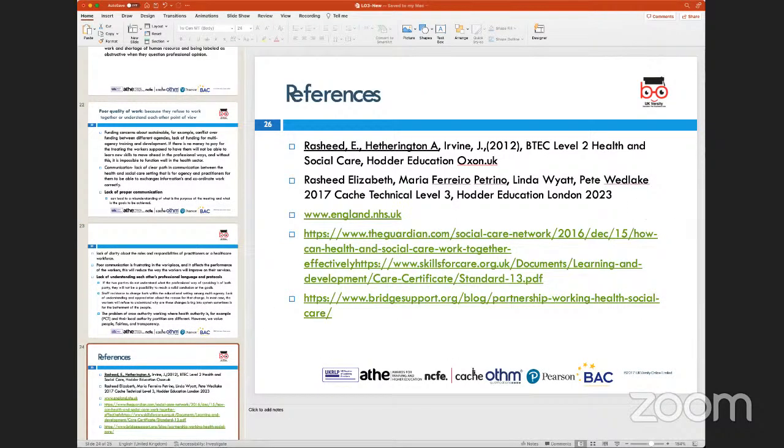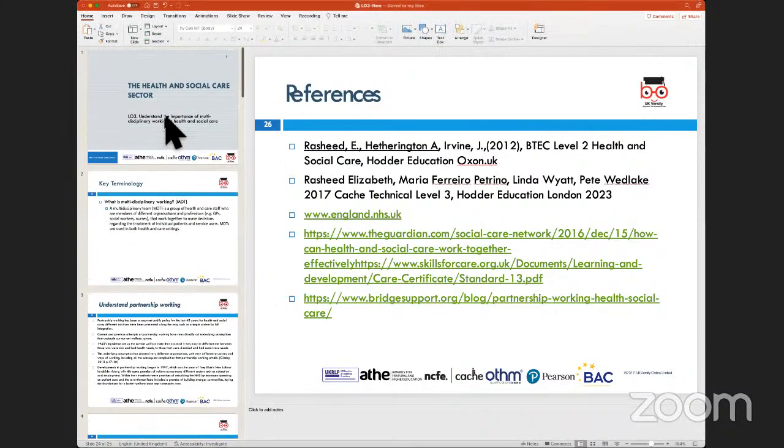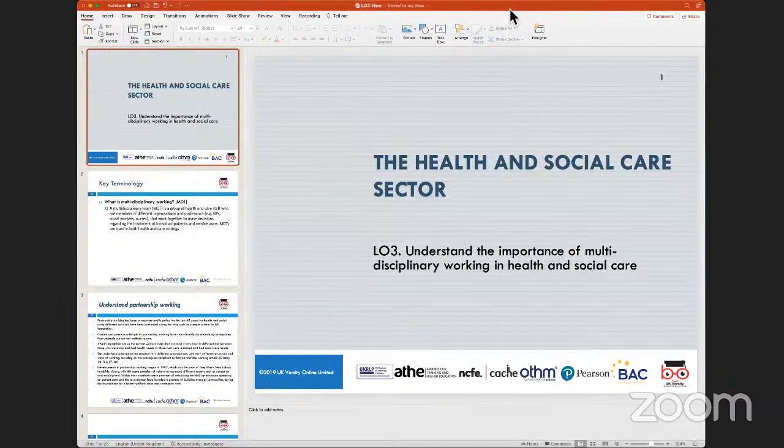Any questions at this stage from anyone? Have we understood learning outcome 3, which is focused on understanding the importance of multidisciplinary teams and partnerships, which is the crux of the learning outcome, and some of the assessment criteria that we've covered? Yes, any questions at this stage? Yes, go ahead.